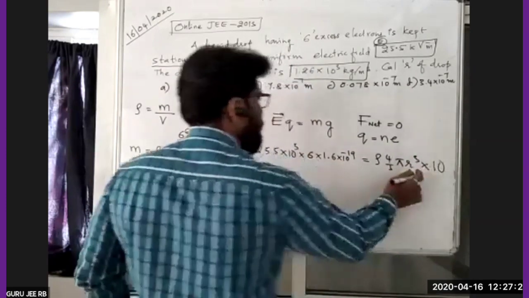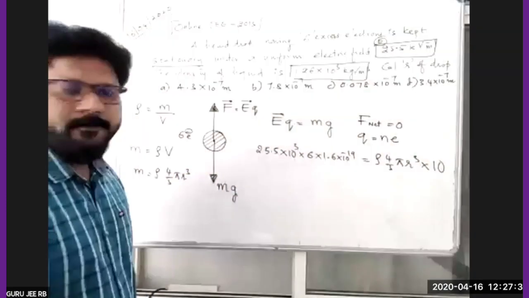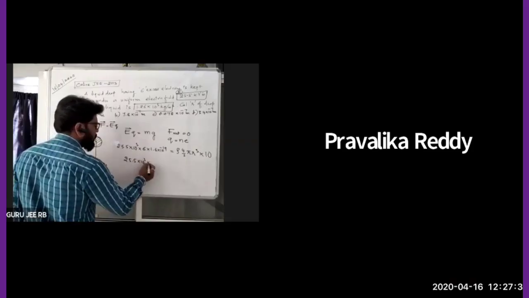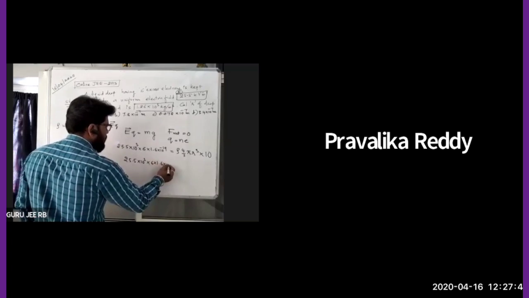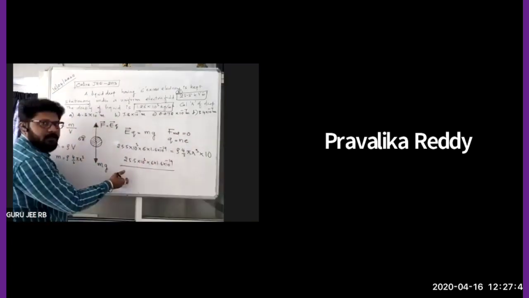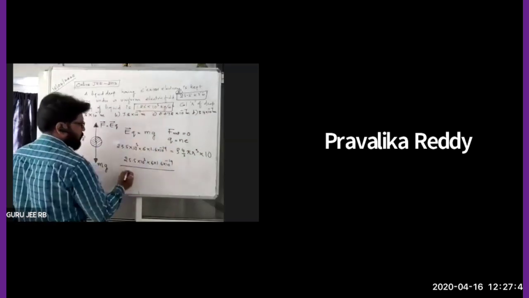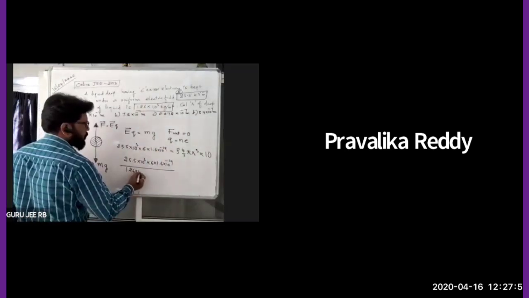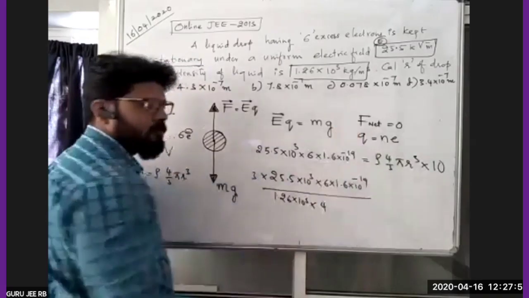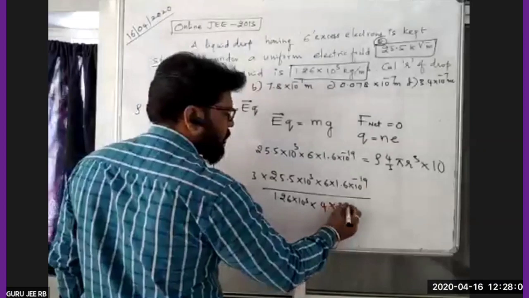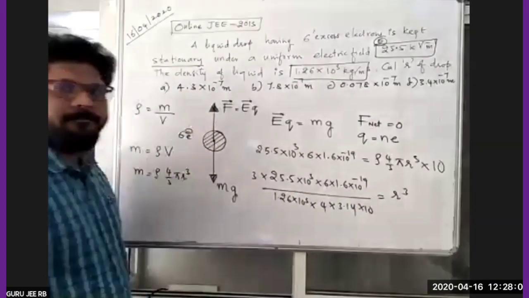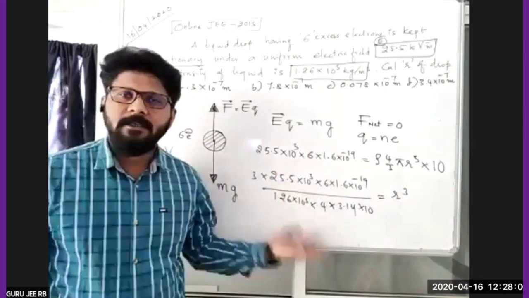G I'll write as 10. What we have to calculate is the radius of the drop. Now, 25.5 into 10 to the power of 3 into 6 into 1.6 into 10 to the power of minus 19, divided by, just cross multiplying that term, the density. How much is given? 1.26 into 10 to the power of 3, into 4, into 3 as it goes to the numerator, into pi meaning 3.14, into 10, is equal to r cube. Is it clear? Just rearrange that.